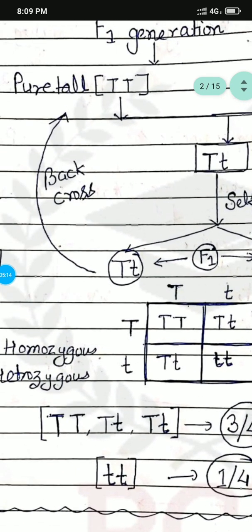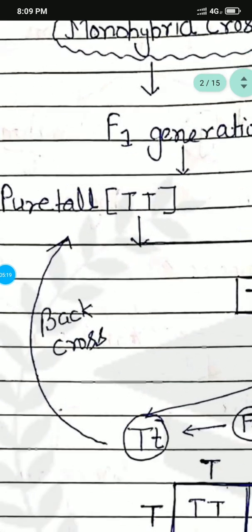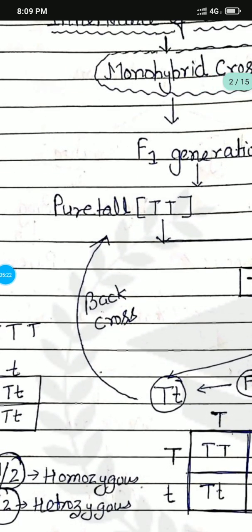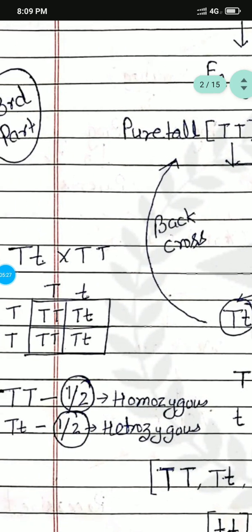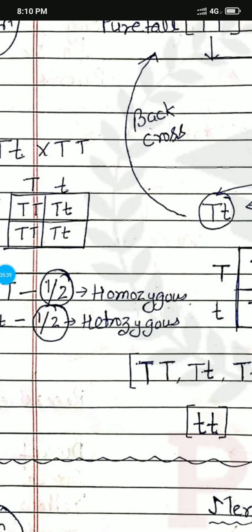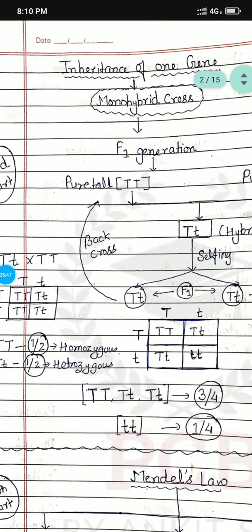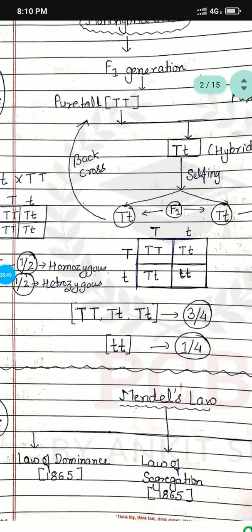But when we go for the back cross, it is between the F1 hybrid and a pure tall plant. This pure tall plant means homozygous dominant. It gives a result of capital T small t into capital T. The capital T pure homozygous is half, and capital T small t heterozygous dominant is half, so it's 50-50%, but no chances of recessive. So this is the monohybrid cross, the inheritance of one gene.